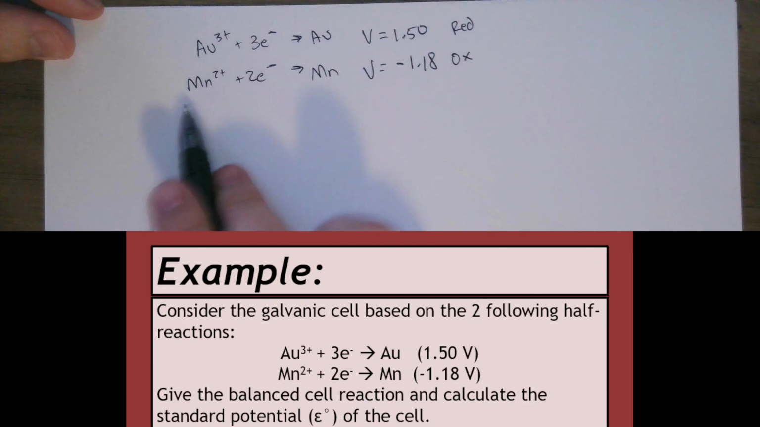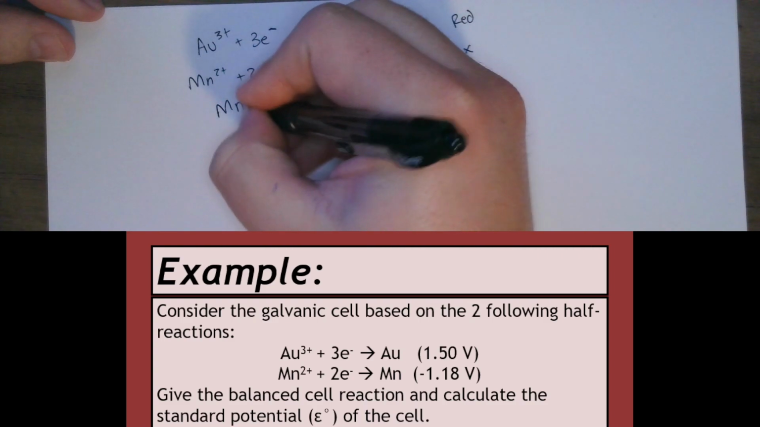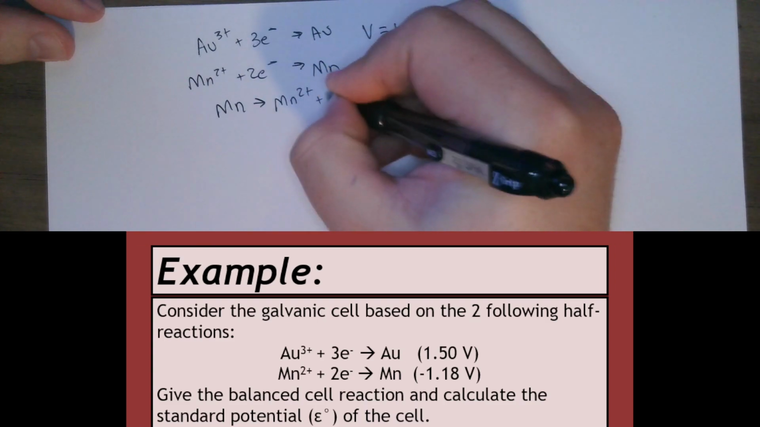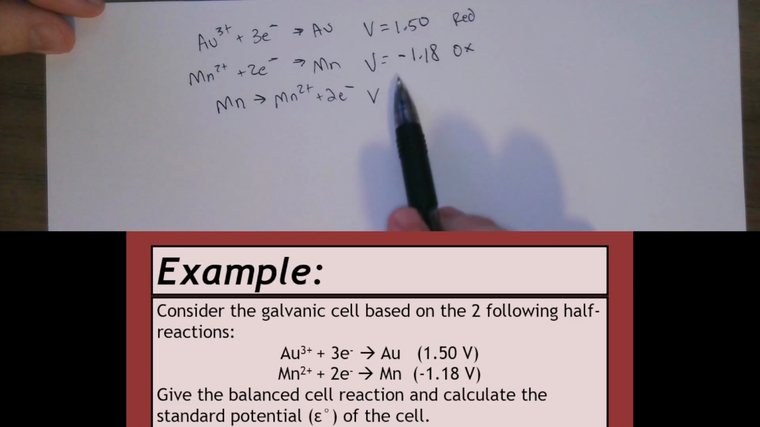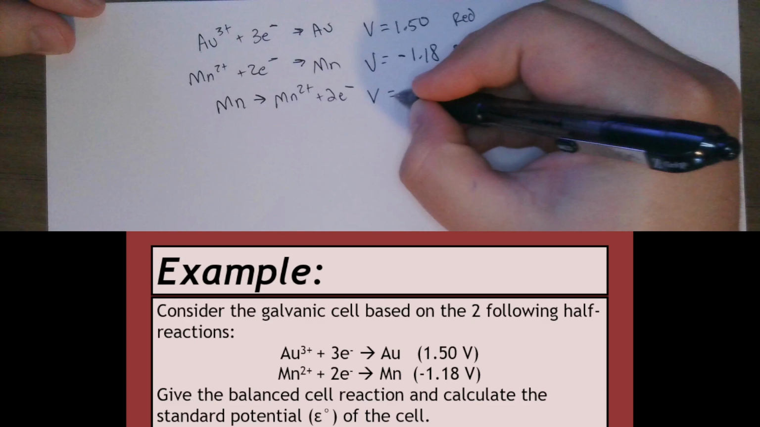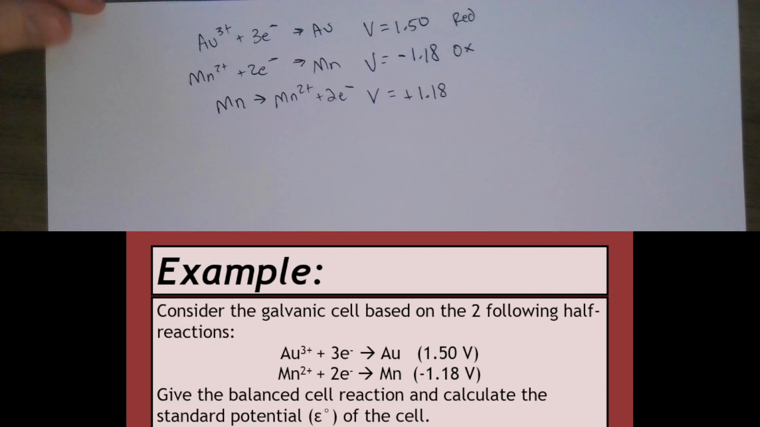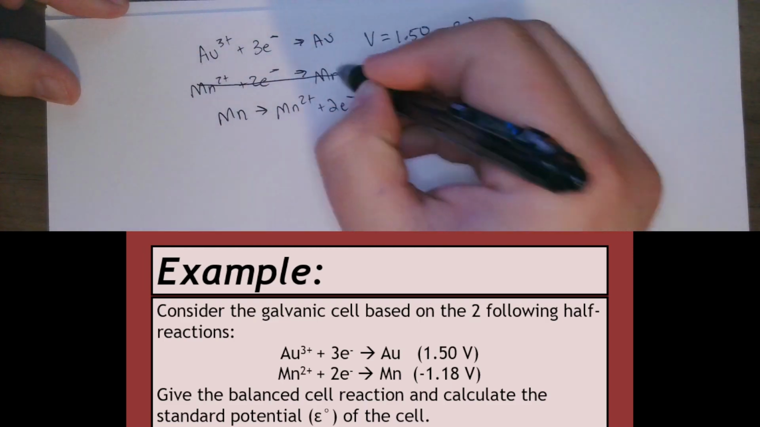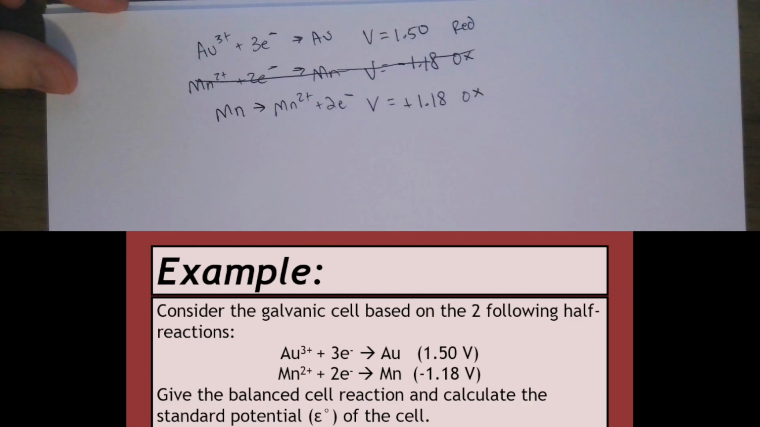Okay, but it's not written as an oxidation. So I'm going to flip this reaction around instead. Now, when I flip it around, its voltage is now going to flip as well. So the voltage has become a positive 1.18 when you write it this way. So we don't need that anymore. This is what our oxidation will look like.